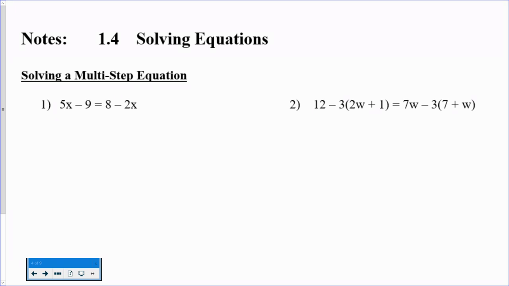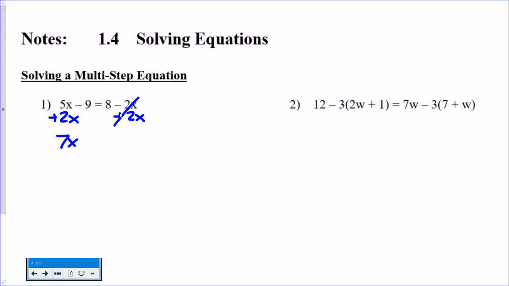So for number one, I have variables on both sides of the equation. So I want to make sure I put the variables on one side. It does not matter what side I move them to. Oftentimes, I like to have my variables be positive. So if I have negative 2x and I add 2x to cancel it out, then I must add 2x to the other side of my equal sign. So I'm balancing that equation.